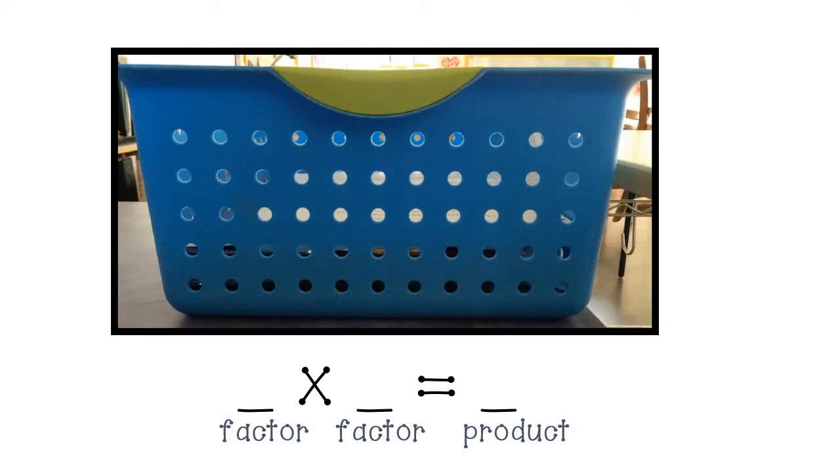Here's one using some really big numbers. Let's figure out how many holes are in this storage bin. There's 1, 2, 3, 4, 5, 6, 7, 8, 9, 10, 11 in each row, and there are 1, 2, 3, 4, 5 rows. If you remember your 11 facts, all you have to do when you multiply by 11 is just double the other factor. So 11 times 5 is 55.